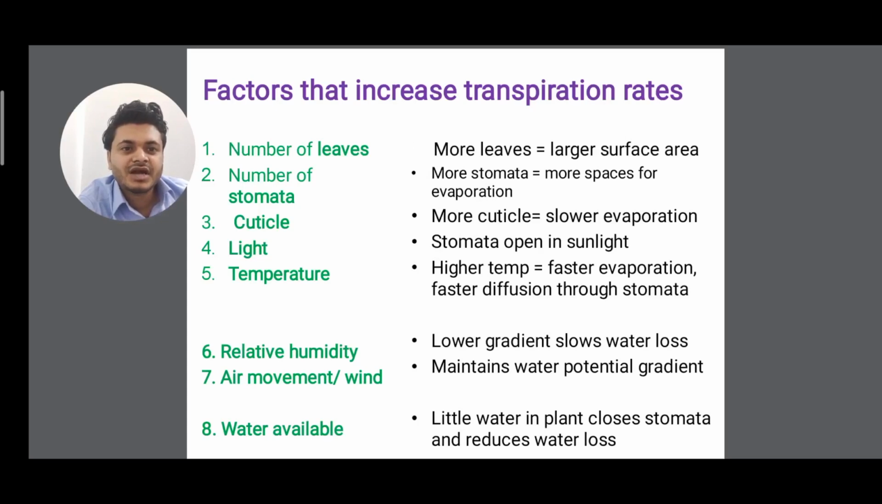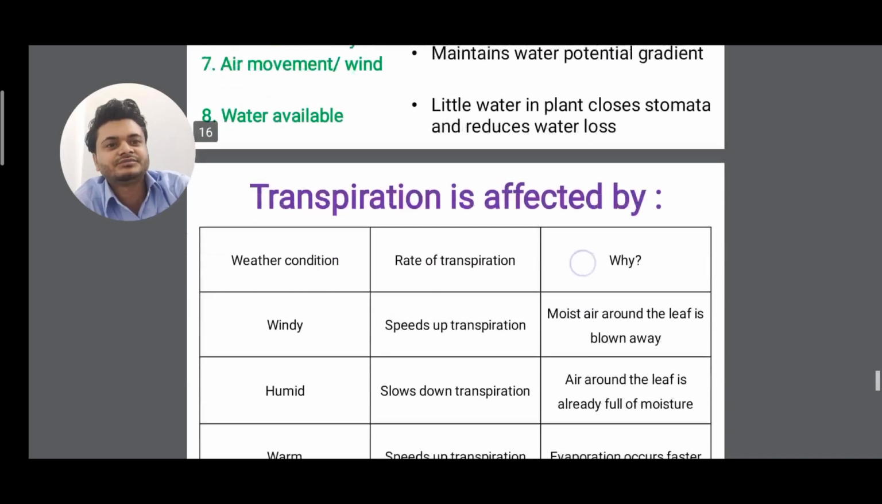Clear? If more water is available, transpiration increases. Little water in the plant closes the stomata and reduces water loss. So if there is less water, it reduces transpiration. If there is more water, it increases the rate of transpiration.